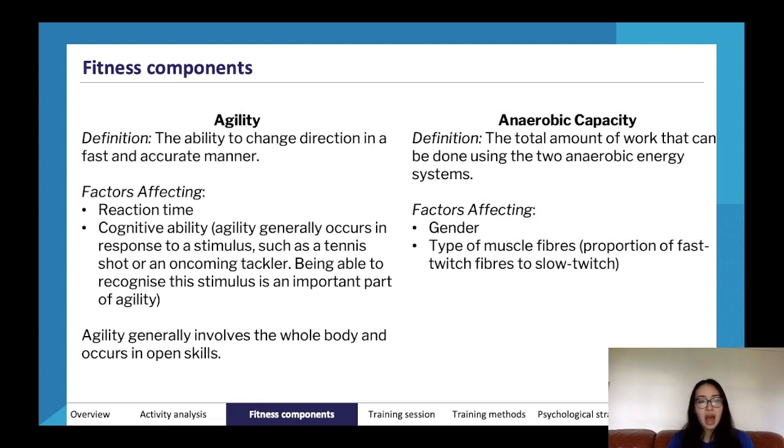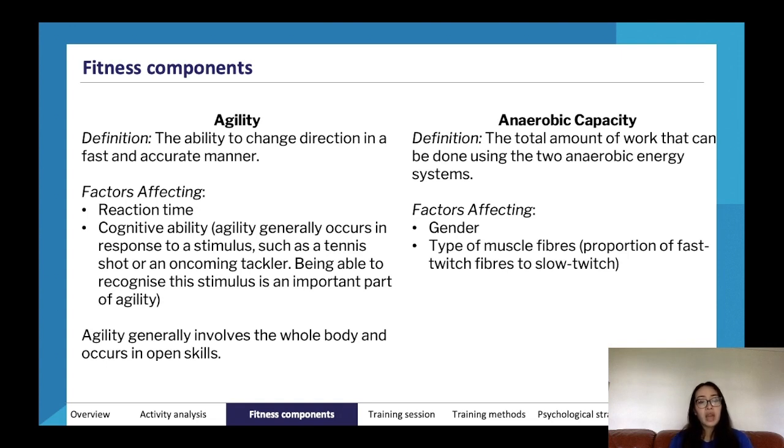Okay, so now we're working on our skill-related fitness components. Agility is one of our skill-related fitness components. It's defined as the ability to change direction in a fast and accurate manner. You might say something like a fast and controlled manner. Something like that is perfectly fine, but make sure you have a definition very similar to the ones I've given you on these slides.